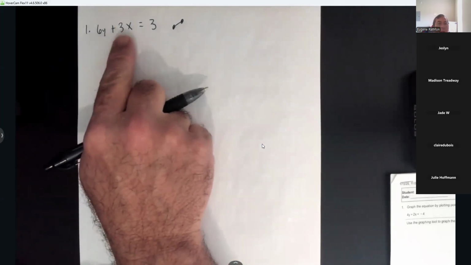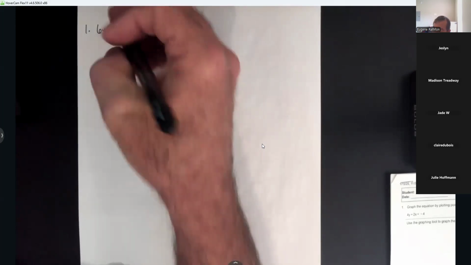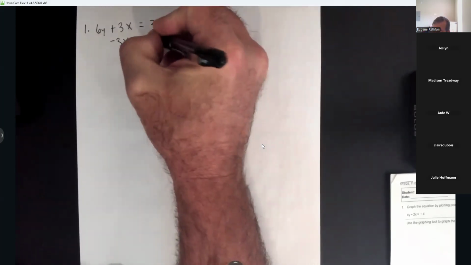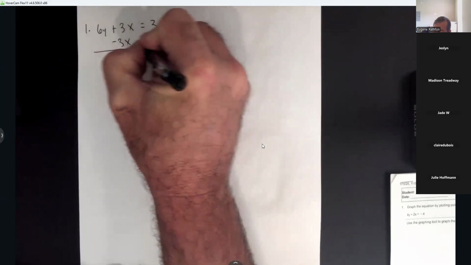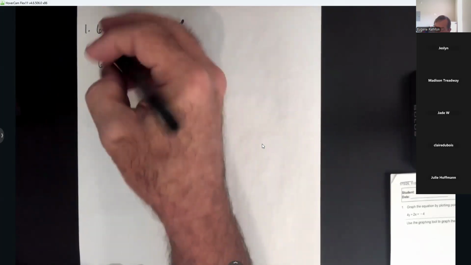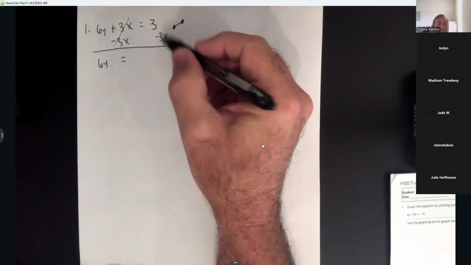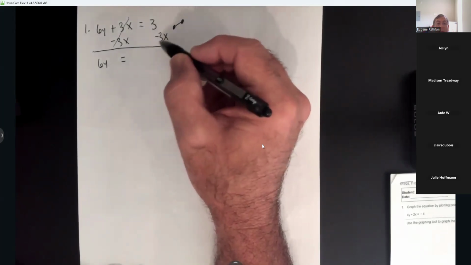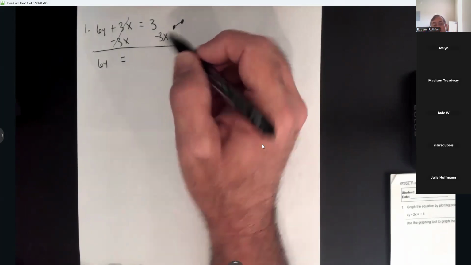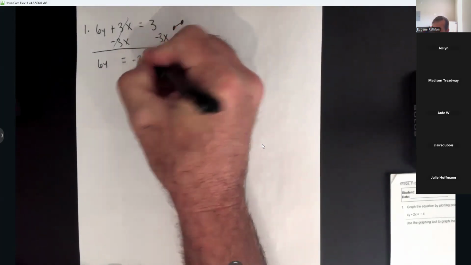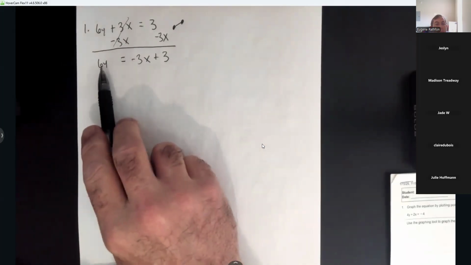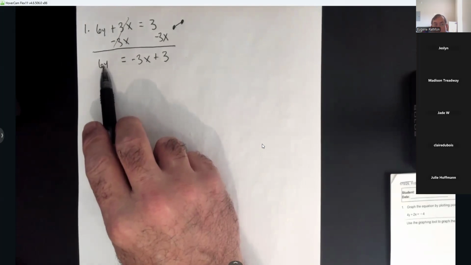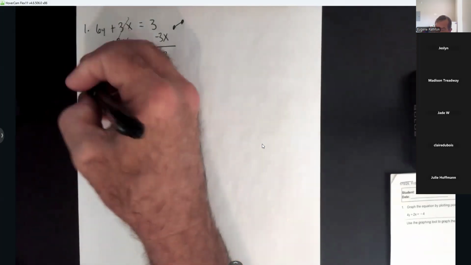So if you're going to solve this for y, you got to move the 3x to the other side. So we're going to subtract 3x from both sides. So that brings down my 6y. That cancels out on that left side. On the right side, those are not like terms. So 3's and x's don't add. But what I'm going to do is just put my negative 3x first, and then I'll bring down my positive 3. Okay, so now you want that 6y to be a 1y, so we're going to divide everybody by 6.